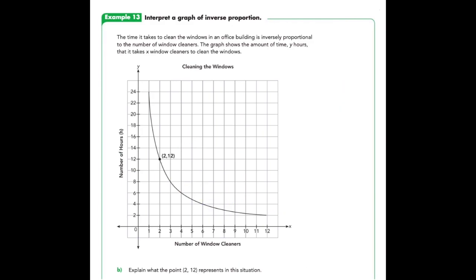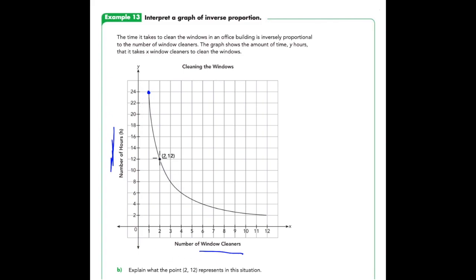Part B asks us to explain what the point (2, 12) represents. So here's what we know. 2 is the x-axis, and that's dealing with the window cleaners. And 12 is our y value, and that's dealing with the number of hours. In the problem, it tells us that it's the time it takes to clean the windows in an office building. Let's look at (1, 24) first. That's saying if you have one window cleaner, it's going to take 24 hours to clean the windows.